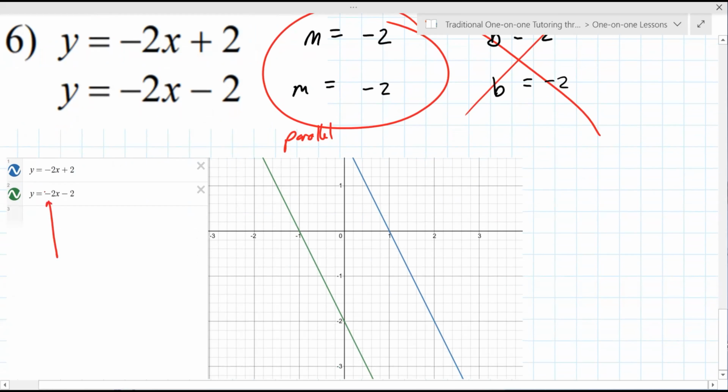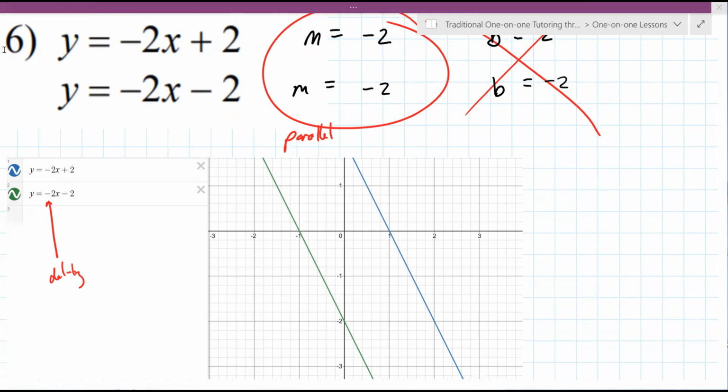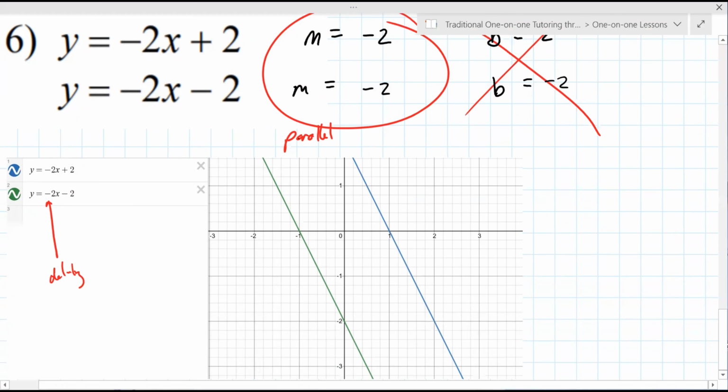So what I want you to do is change this in the second equation. See how there's a negative in front? Just make it a plus by deleting it and tell me the intersection point of the two equations. It would be 0, 0. It is not 0, 0. You're deleting the negative, so it'll just be 2x minus 2 this time.